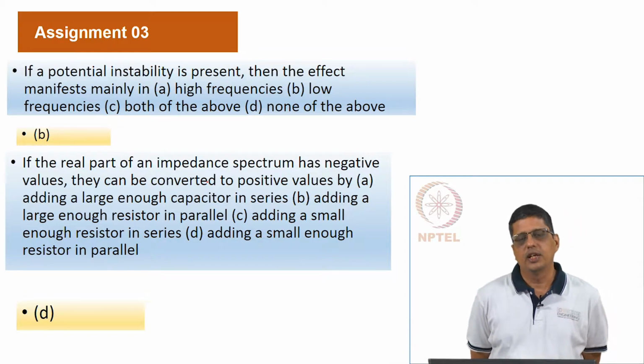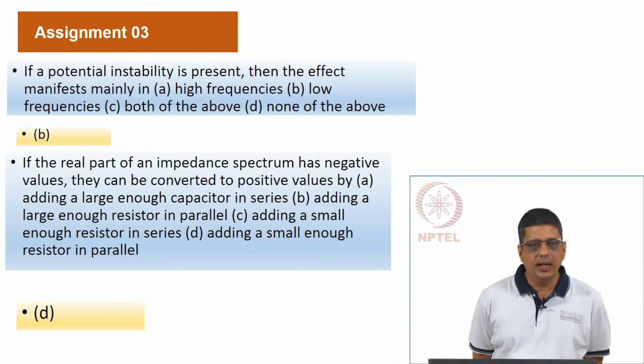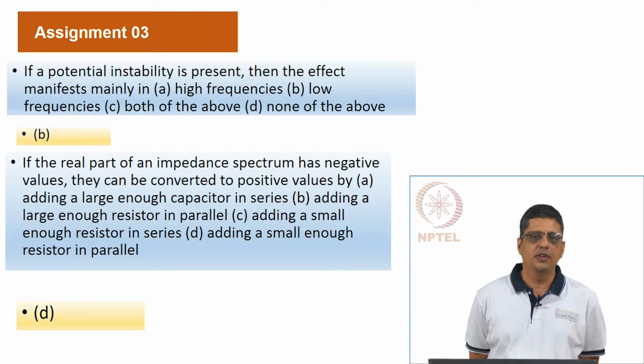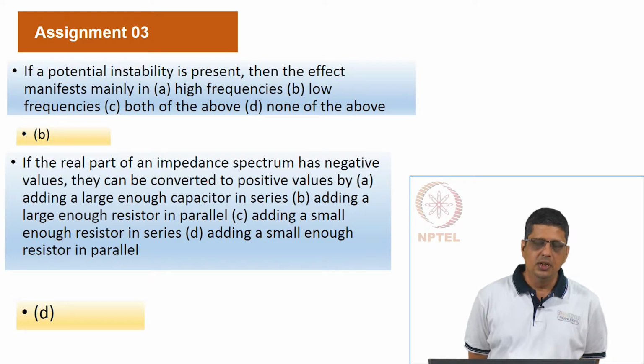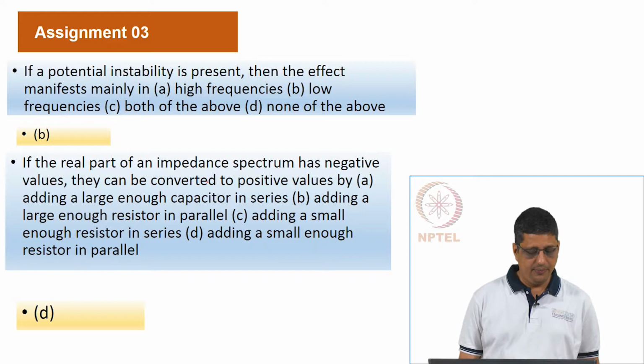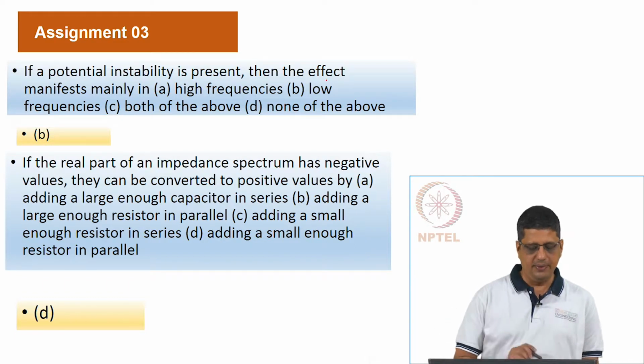Okay, we know that if there is a potential instability, it is quite likely that the KKT test will flag it. Where do we expect to see the difference? The effect manifests mainly in the low frequencies. Even in the spectrum, if you are able to take a spectrum without instability and with instability, usually the difference between the spectra shows up mainly in the low frequencies. Okay, so this is choice B.